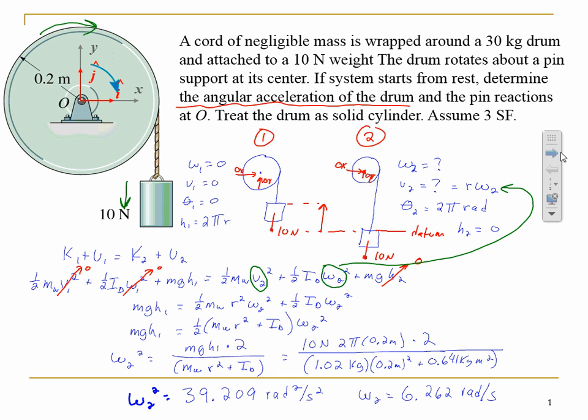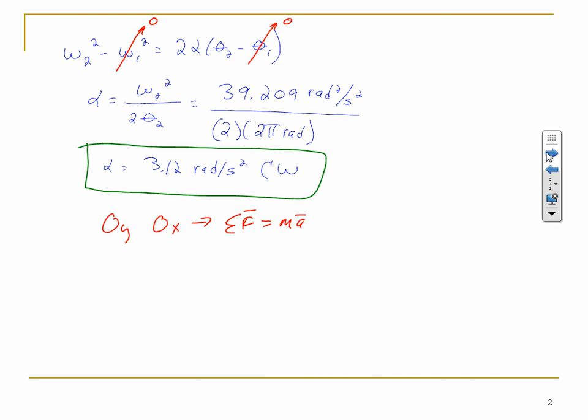Maybe it is because we didn't have simultaneous equations to solve. We just had one equation to solve for omega 2, and then we had to use kinematics to get the alpha.